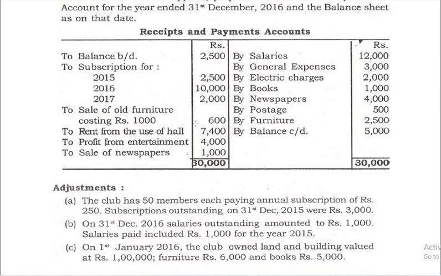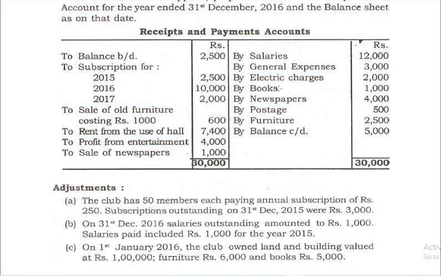The sale of old furniture, what you have received, 600, will not come to the income and expenditure account. Whereas the loss on sale of furniture will come to the debit side of the income and expenditure account. Rent from use of hall, it's an income. Profit from entertainment, it's an income. Sale of newspaper, it's an income. All this will be credited to the income and expenditure account. Salaries with the adjustment are to be debited to the income and expenditure account. General expenses should be debited. Electric charges should be debited.